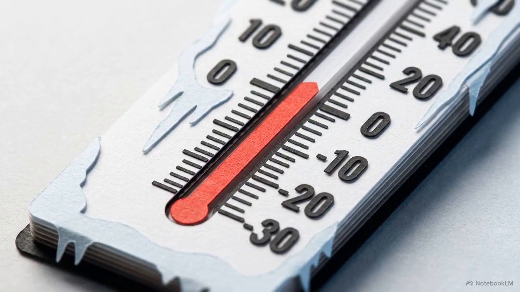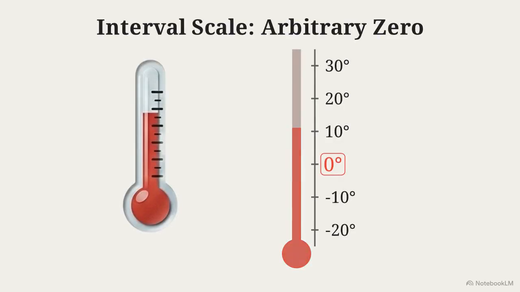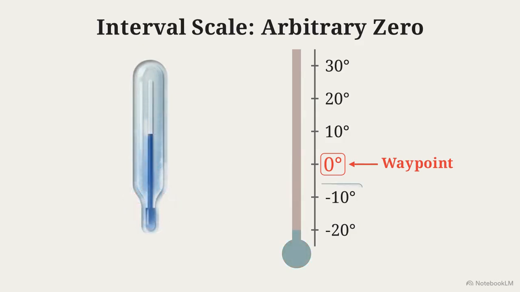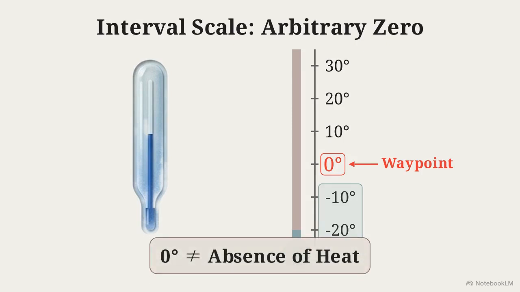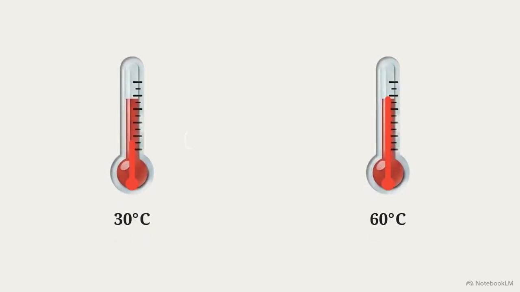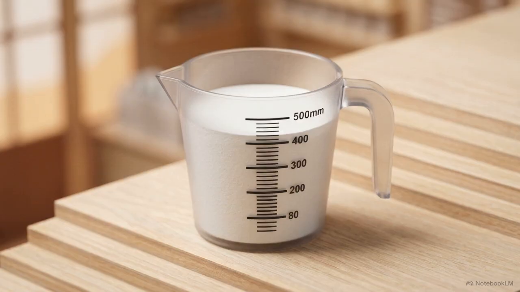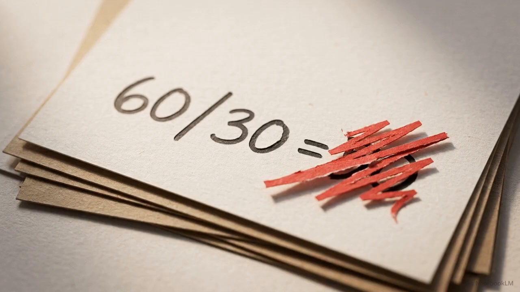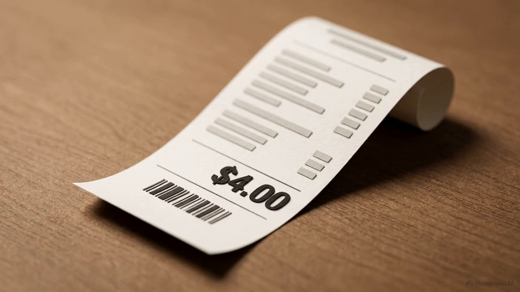However, even with consistent distances, we still don't have a true starting point. If the thermometer drops to 0 degrees, the measurement doesn't just stop there, it continues straight down into negative numbers. That is because 0 degrees Celsius is just an agreed-upon waypoint, not the complete absence of heat. Because this 0 point is arbitrary, it restricts our math. We cannot accurately claim that 60 degrees is twice as hot as 30 degrees, because the scale does not actually start at a true bottom. Interval data gives us the power of exact distance, but without a true zero, our mathematical toolkit is still slightly restricted. Now we reach the top of the staircase.